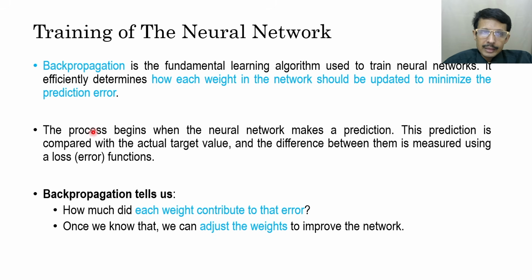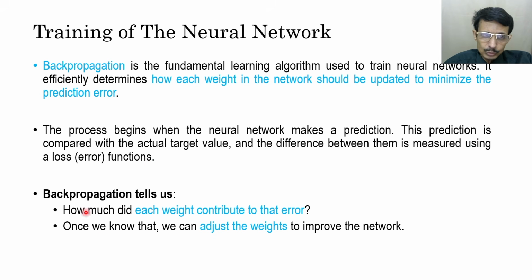The process begins when the neural network makes a prediction. Now, it's a forward direction. In this way, the input comes, then different features are basically extracted at different layers. Ultimately, it gets an inference, or it predicts some output. Now, this prediction is compared with the actual target value. The difference between them is measured using a loss function.